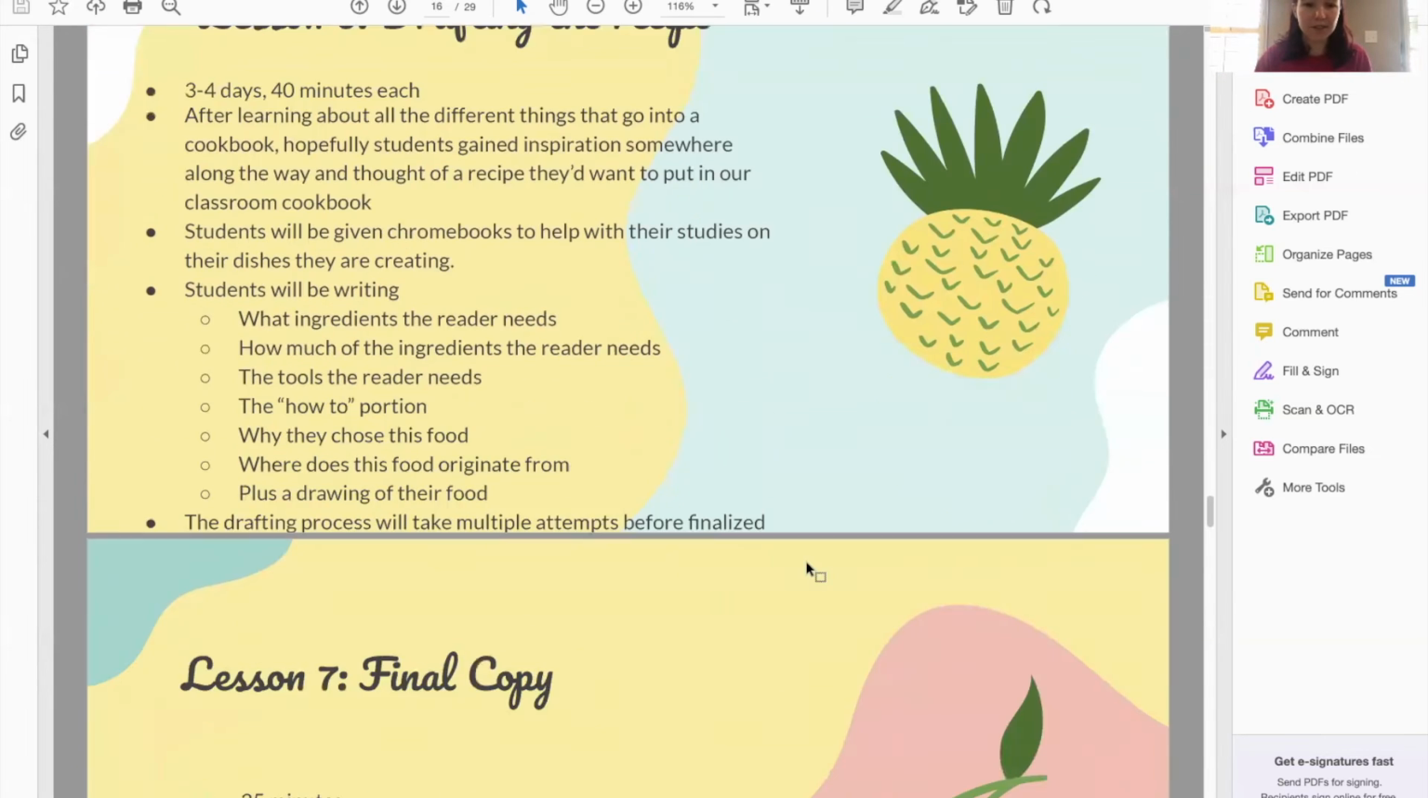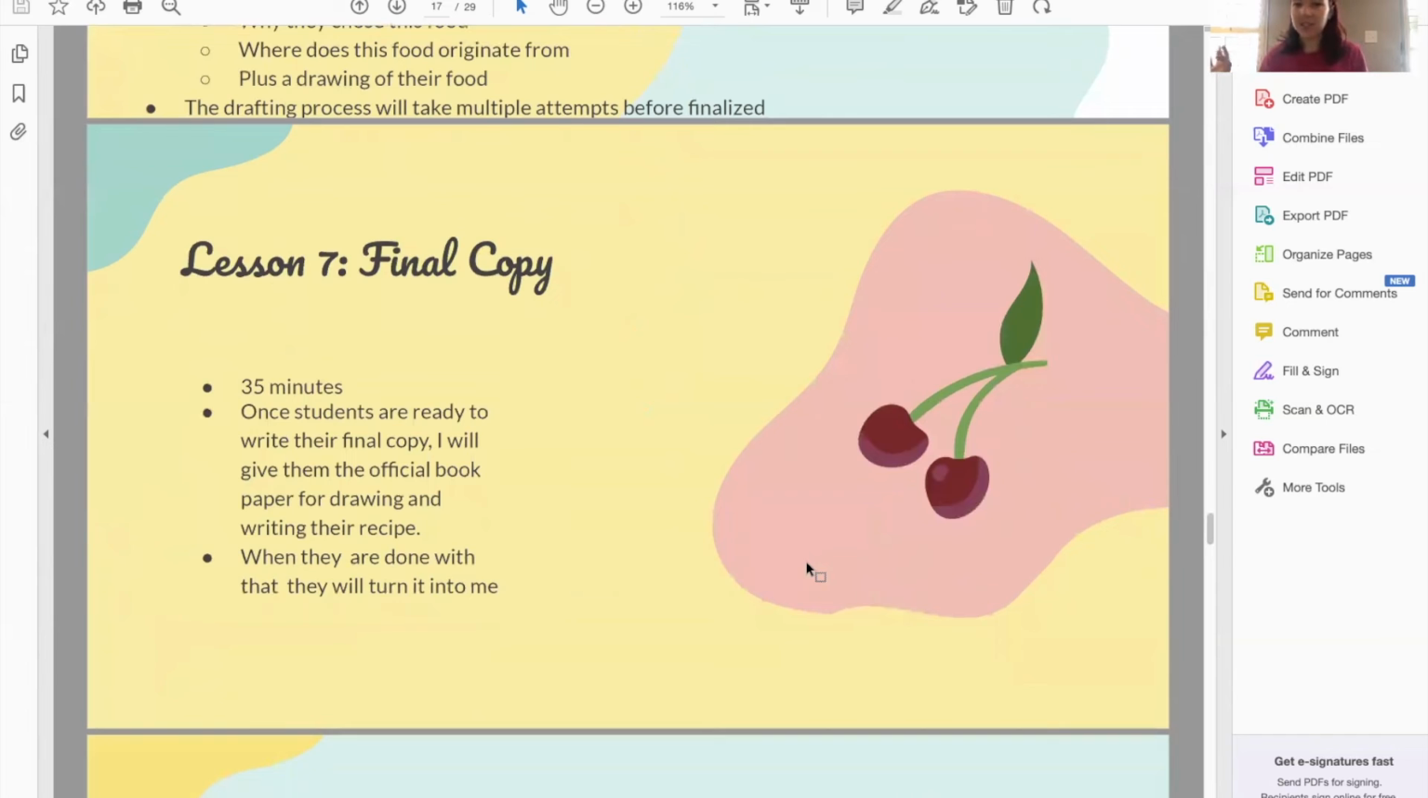They do multiple drafts. Then finally, we have our lesson 7, which is the final copy, which will take probably 35 minutes. When the students are ready, they will be given the official paper for their writing, and they will write everything down, and then they'll get their official paper for their illustration as well, and they'll get to draw it and color it, and it'll look really good. And then when they're done, I'll turn it in to me.